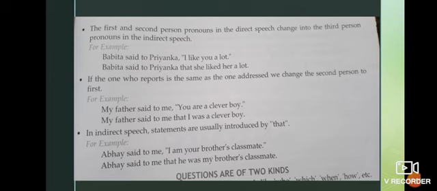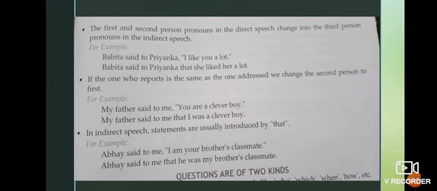Then a very common rule is that the present form will be changed into the past form. Was and were. Has and have will be changed into had. Will and shall will be changed into would. May will be might. Can will be could. And the days and the time will be changed accordingly. For example, today, that day, the previous day, the next day, that, those, then, before. So these are a few changes.